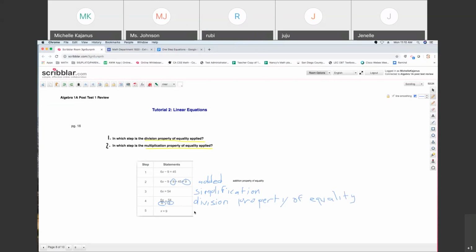And the answer is just simplification. Okay, and in your post-test, you will have multiple choice questions, but I still wanted to write them like that so you can take note. Number 1: in which step is the division property of equality applied? Step 4, this is when we divided both sides.